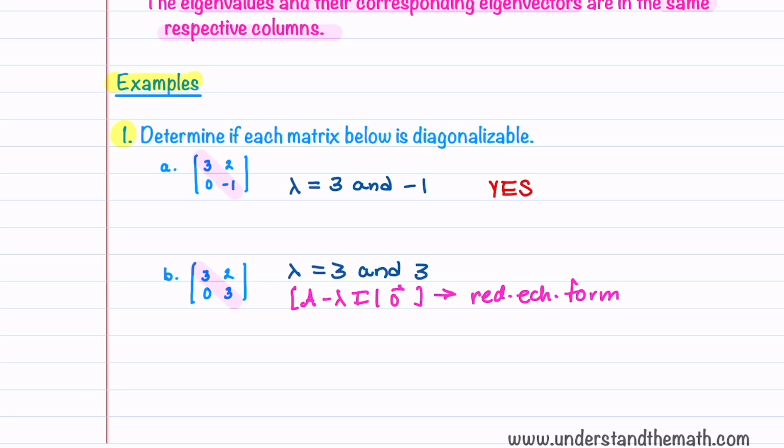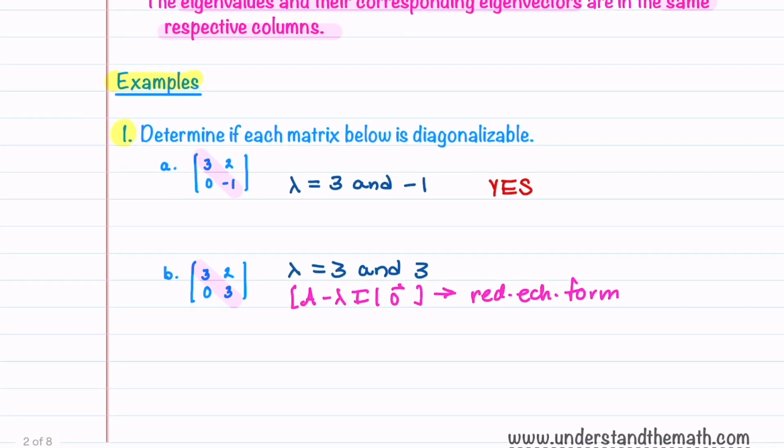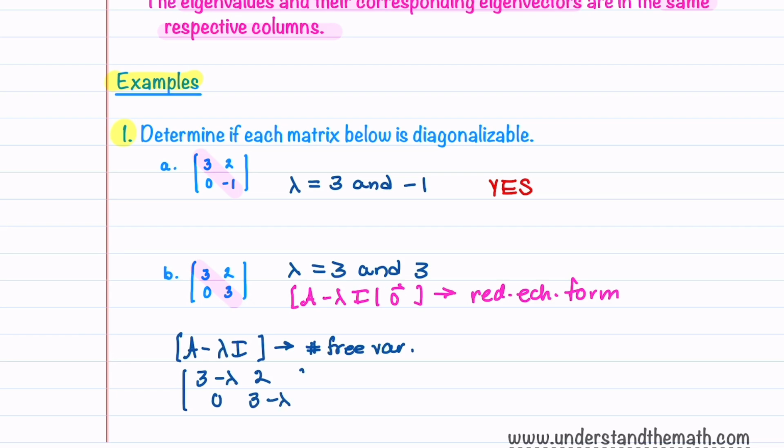The number of linearly independent eigenvectors is going to be equal to the number of free variables in A minus lambda I. To find the number of eigenvectors, we actually don't have to find them. We just have to find the number of free variables in this matrix. Let's go ahead and compute this matrix. This is 3 minus lambda, 2, 0, and then 3 minus lambda. We're going to plug in that lambda is equal to 3.